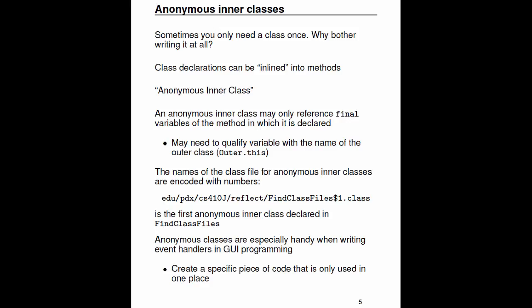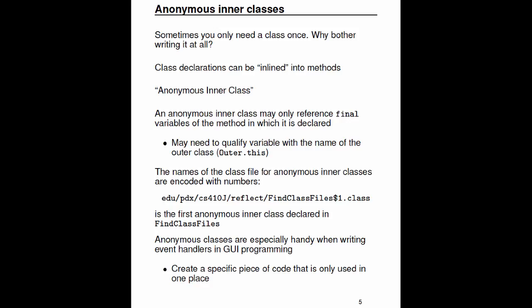An anonymous inner class can also reference fields and methods of the class in which it's declared. But in some cases, you might need to disambiguate between a variable and a field that might have the same name. You have to use a notation like Outer.this. So Outer is the name of the class in which the anonymous inner class is declared, so it would be like Appointment.this.whatever method you want to call.